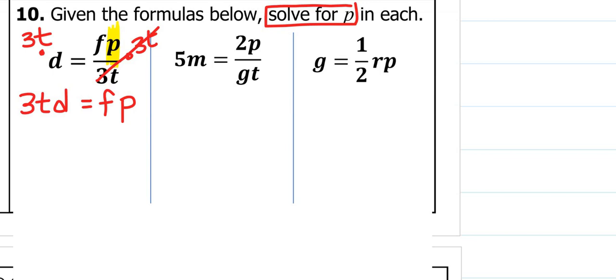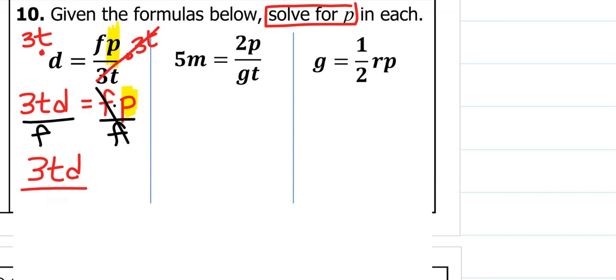Now the last step in trying to get p by itself is to get rid of f. Since f is being multiplied by p, I want to divide out f to get p all by itself. So divide both sides by f. It's going to cancel on the right. And so we're left with 3td over f equals p.